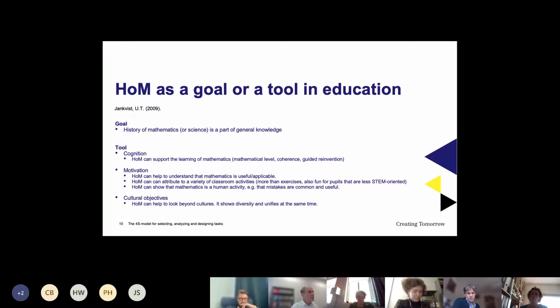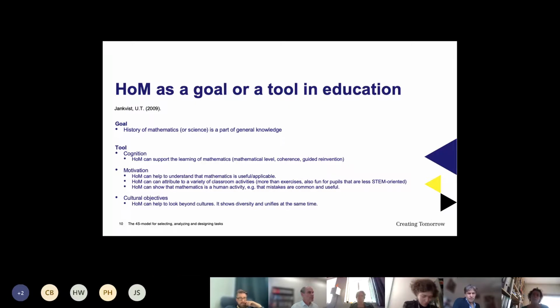But there are also other ways of using history of mathematics where it's more a tool for reaching cognitive goals or goals on the motivation level or cultural objectives. You see them listed here. With regards to cognition, you could think of history of mathematics supporting the actual learning of mathematics itself. So maybe show more coherence, do some guided reinvention, or reach higher mathematical levels through using history of mathematics.